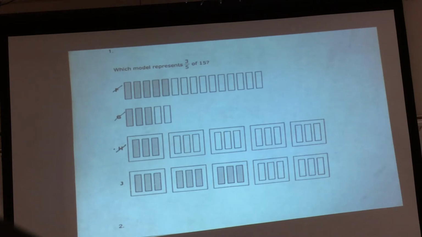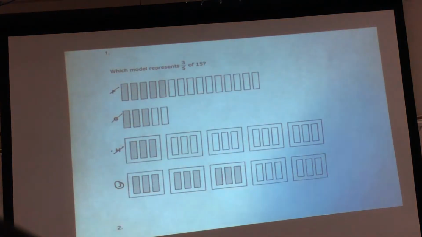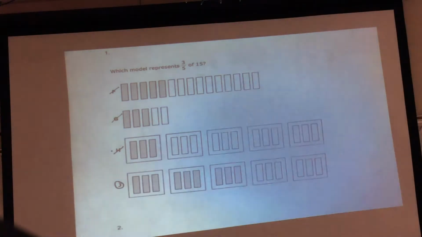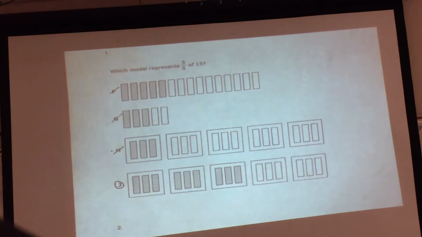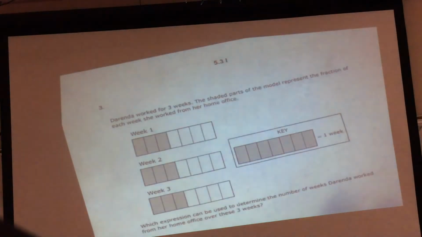On J, how many groups do I have? 5. How many groups are shaded? 3. 3/5. So, my answer is J. In a minute, I'm going to come back to show you how you could also figure out the answer if that was a little confusing. But I want to get through the pictures and I'll show you standard algorithm. Okay? We're going to come back to 2. Go to 3.